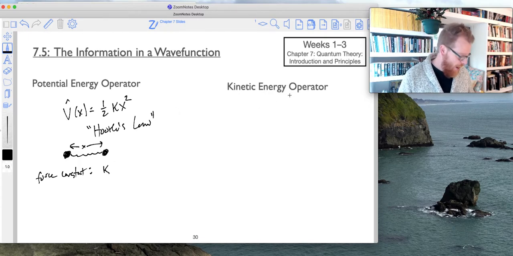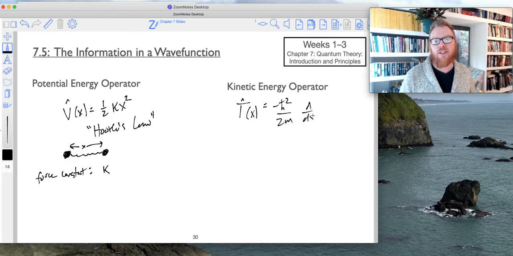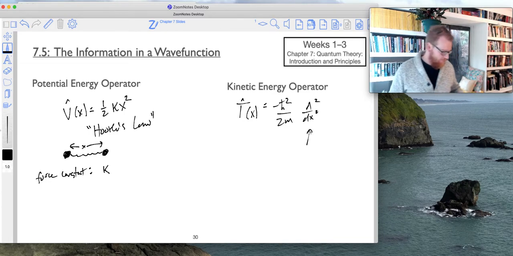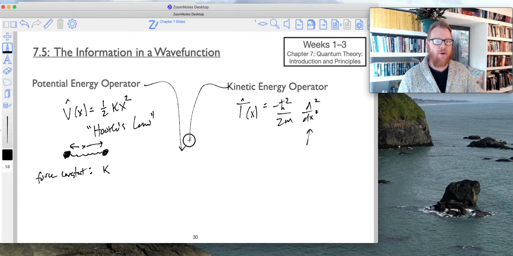What about the kinetic energy operator? Well, recall, I'm going to use this letter T because in some textbooks, the letter T is used for the kinetic energy operator. That was given as negative h bar squared divided by 2m, and remember, there's this second derivative function here. I'm going to come back and talk about the second derivative in a moment.